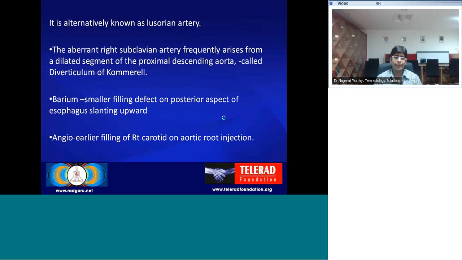The aberrant right subclavian artery frequently arises from a dilated segment of the proximal descending thoracic aorta called Kommerell diverticulum. On barium study, we may see a small filling defect on the posterior aspect of the esophagus slanting upwards. On an angiography, there will be first filling of the right carotid artery on the aortic root injection.